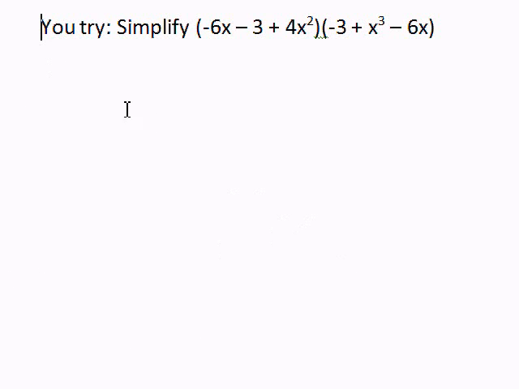When I have a problem this long, I like to go ahead and use the box method because it just seems easier to me to keep track of my work. You can choose either method. Go ahead and press pause and try to work it out on your own, and press play when you're ready to see the answer.